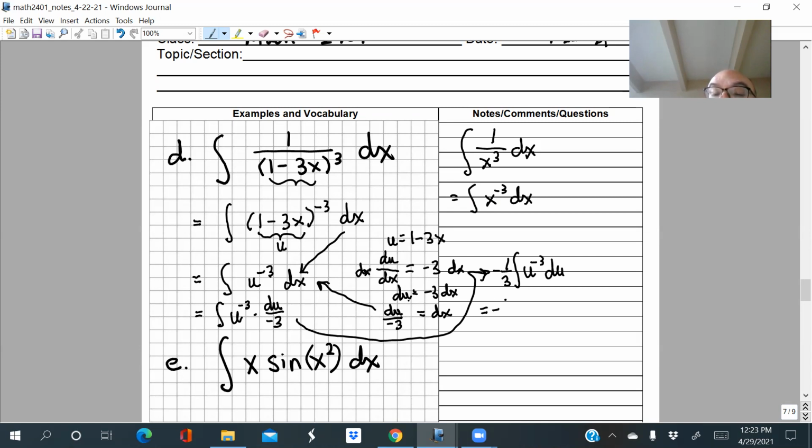So now I know that's going to integrate to what? u to the -2 over minus 2, right? Add 1 to the exponent. Minus 3 plus 1 is minus 2. Don't write minus 4 there. It's minus 2 because we're adding. And then divided by the new exponent, which is minus 2, right? Plus a constant. So the integral now is gone.